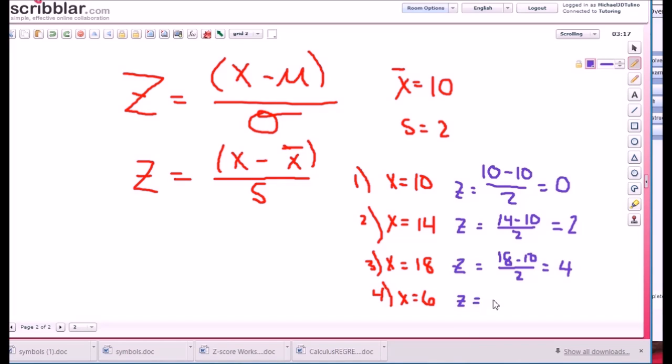So z equals 6 minus 10 over 2. Now this one you've got to be careful of. This one is actually negative 4 over 2. I didn't simplify it in one step like I did the other ones, just emphasizing the negative, which simplifies to negative 2. So what does all this mean on a standard normal curve? Well, what does a standard normal curve look like? It's one of those bell-shaped curves, so let's draw one out here.